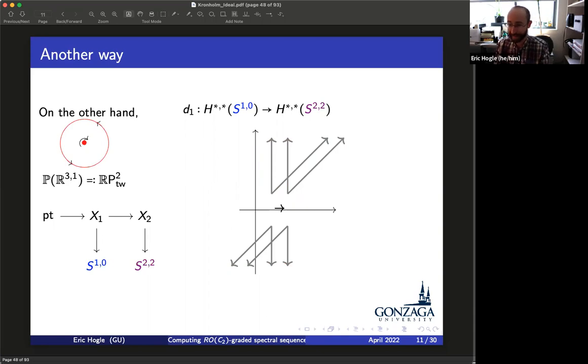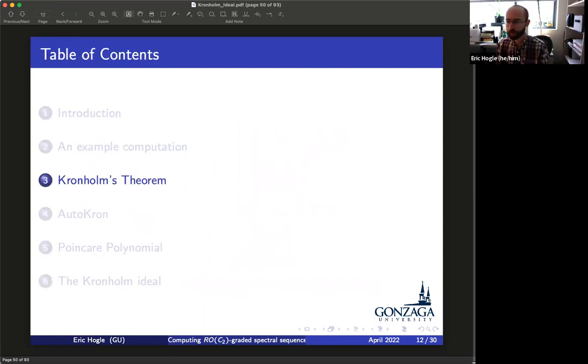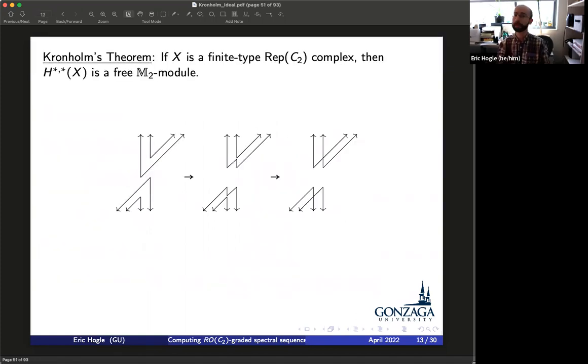Well, there's a theorem that says that this is in fact the case. We're going to get the cohomology that we got before, but it's a much more complicated story to get there in this situation. So the Clover-Holmes theorem says this happens in general. If you have a space that's finite type, which is a pretty generic condition for a space that you might want to build, and it's built out of Rep C2 cells, then you're going to get a free module, which means when you have differentials like the one before that breaks your cohomology up into something that doesn't look like just a bunch of copies of M2, actually it is just a bunch of copies of M2.